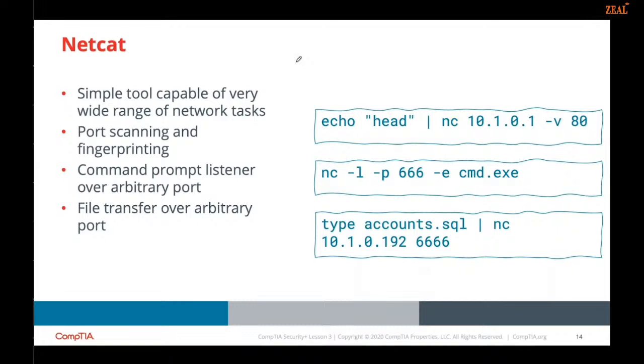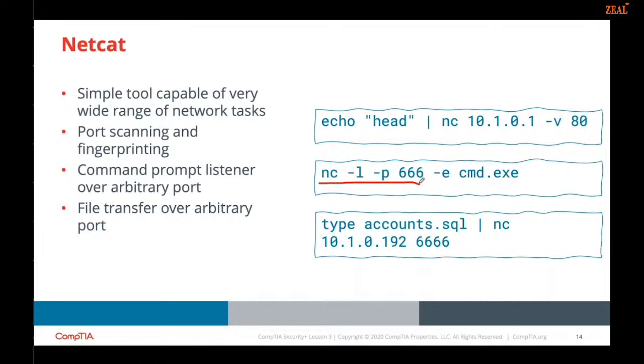Like it's over here, this one: nc -l -p 666 -e cmd.exe, to execute cmd.exe. What it will do basically is turn on port number 666 on the local machine on which you will run that, and cmd.exe will be executed.